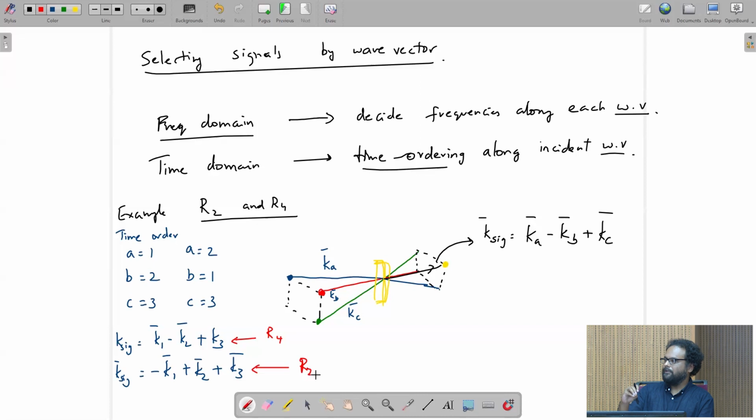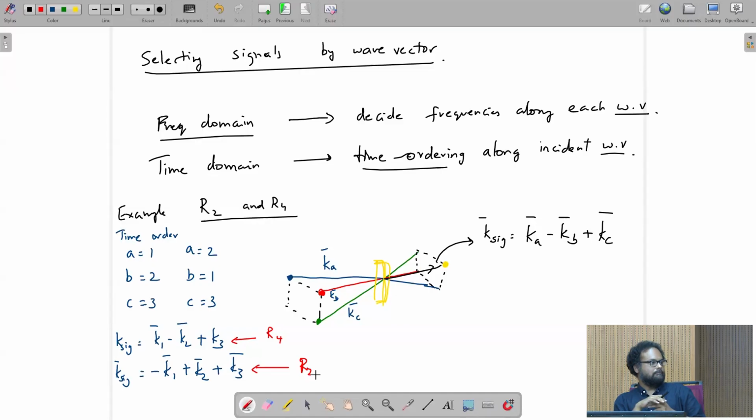The incident is on the sample. I know my k direction, so I can determine that. I put a detector there, and whatever I measure happens to be the signal. I'll do one measurement. In the first measurement, I will make sure my A pulse comes first, and then B and C.